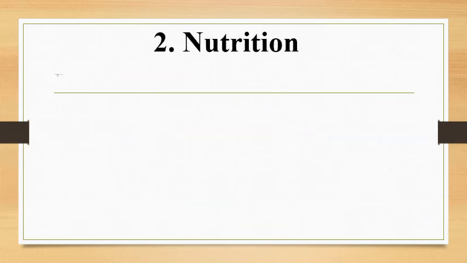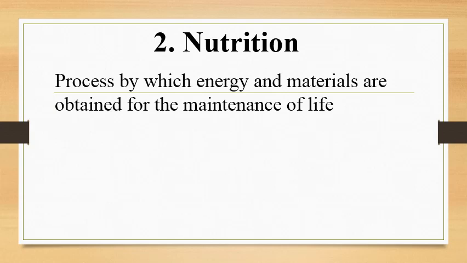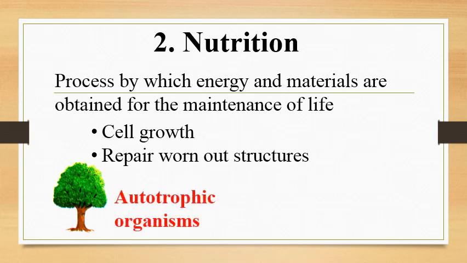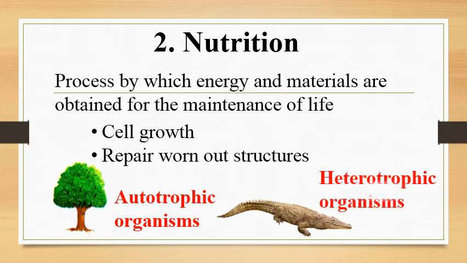Nutrition. The process by which energy and materials are obtained for the maintenance of life is called nutrition. Energy is needed for the cell growth and to repair the worn out structures. Organisms that produce their own food or nutrition are called autotrophic organisms, and the organisms that utilize the food produced by plants or organic compounds with other living origins are called heterotrophic organisms.